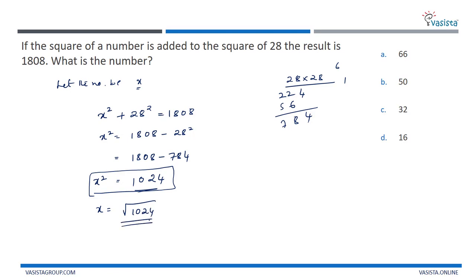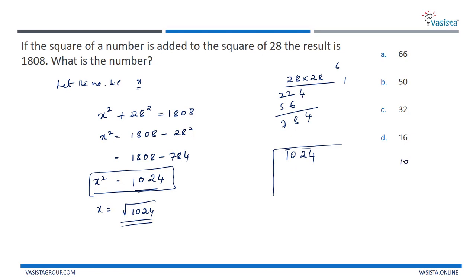Now we need to find out the square root of 1024. How are we going to do that? So to find the square root, make two digits as one group from the right. This will become this. So 24 is going to be one group and 10 will become the second group.